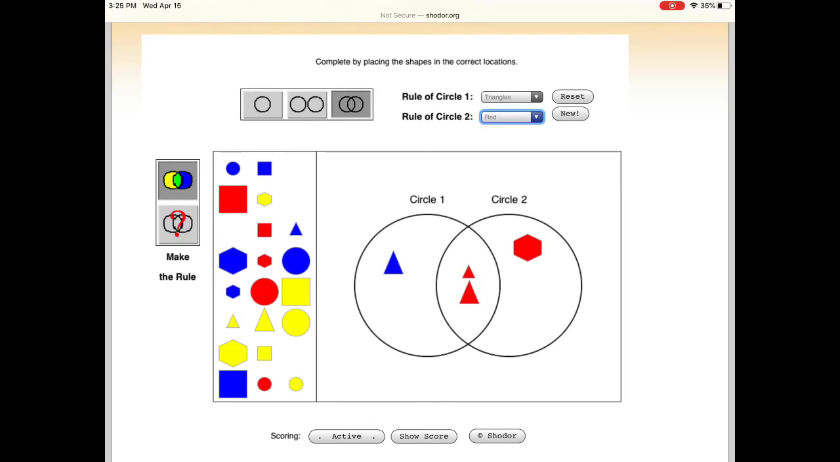So everything in circle 1 has to be a triangle, and all of this part of circle 1 that's not the overlapping region is going to be all of the triangles that are not red. Over here in circle 2, in the region that doesn't overlap with circle 1, it's going to be all of the red objects that are not triangles. So we can see in sorting this, the relationship between the set of triangles and the set of red objects.